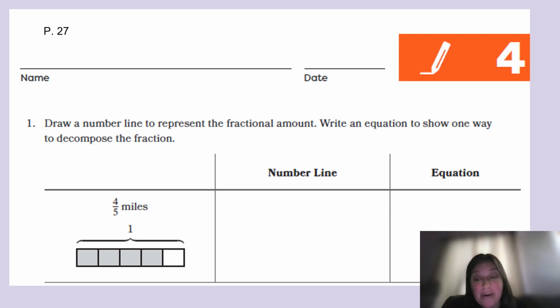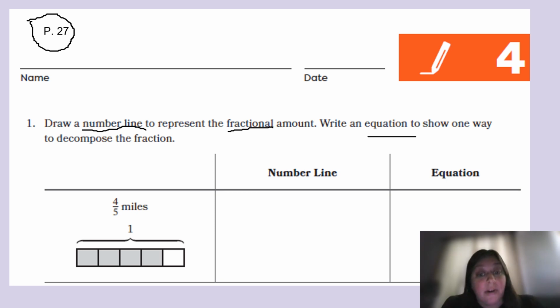Okay, now we're going to get some partner practice before we go off on our own. So please get out your purple packet and find page 27. All right, if you are still looking, pause the video till you find it. I'm going to keep going. Our directions tell us that we are going to draw a number line to represent the fractional amount. Then we'll write an equation to decompose the fraction. I think you know how to do that. Please pause the video, work with your friend, and then come back to check your work. Go ahead and pause and get started.